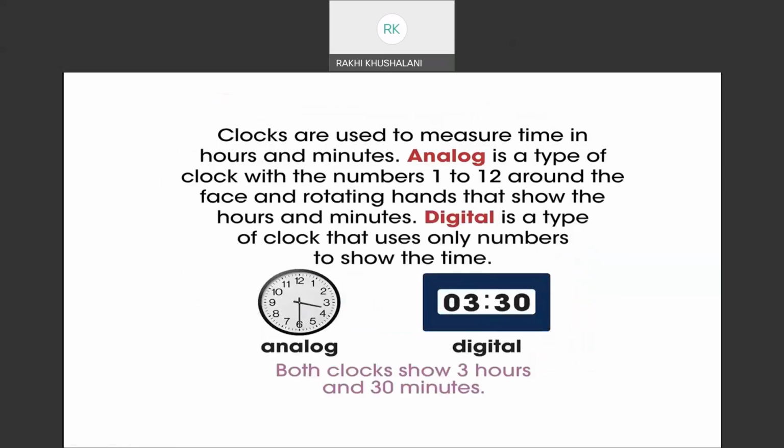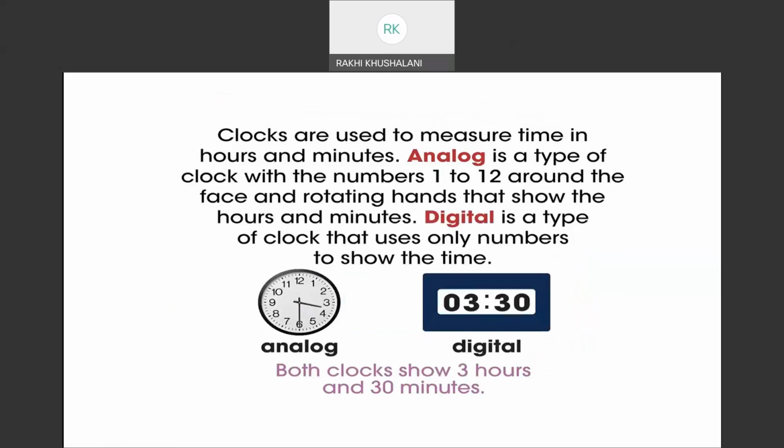Now, clocks are most commonly used, right? Everywhere you see around your house, your room, maybe if you have 3 rooms in the house, all the 3 rooms will have a clock. You have a watch in your hand. You have a clock on your mobile. Clocks are used to measure time in hours and minutes.